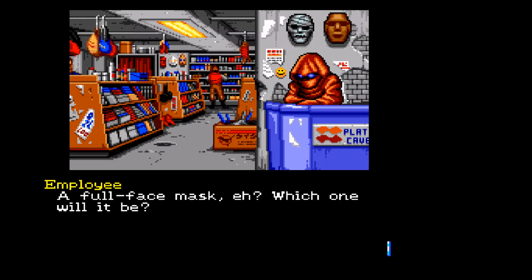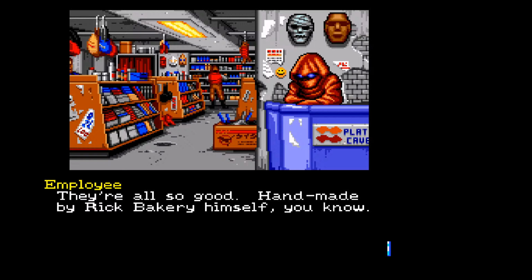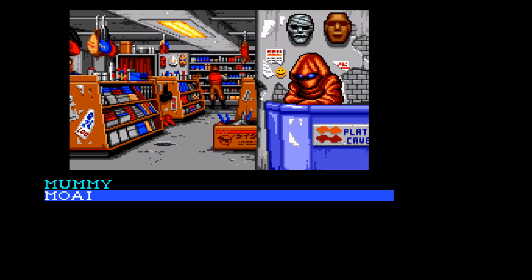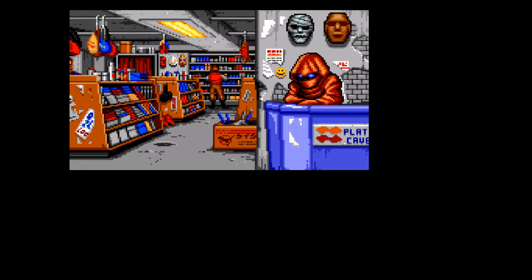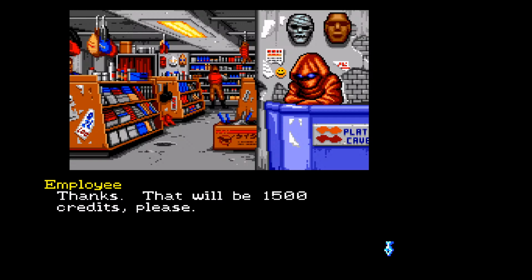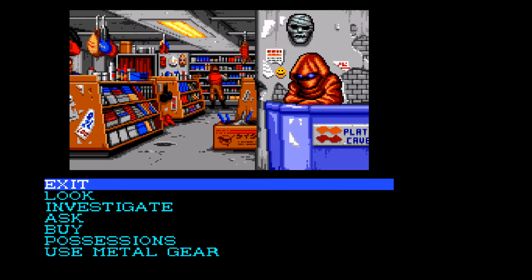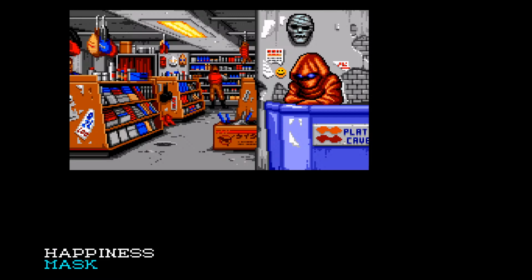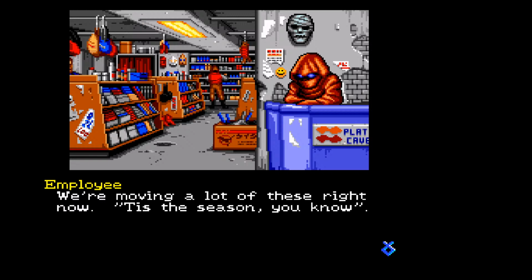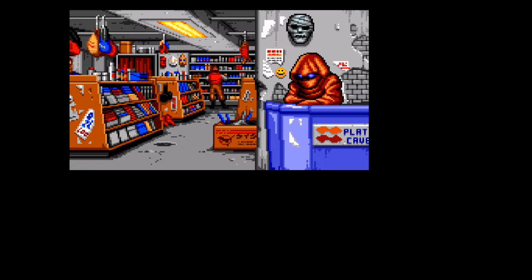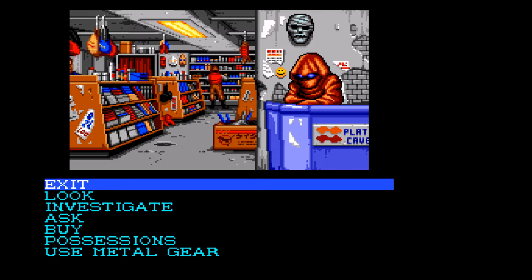A full face mask, huh? Which one will it be? They're all so good, handmade by Rick Rick Bakery himself, you know. Let's go for the Moya. Thanks very much. One Easter Island mask coming up. That'll be 1,500 credits, please. Okay, well, let's buy the other mask too. Why not? I guess not. Okay, whatever.